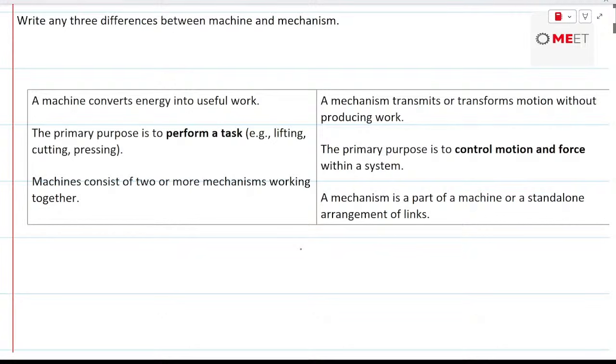Okay, so if we try to draw an analogy, a human body consists of various systems, that is, the nervous system, cardiac system, pulmonary system, digestive system. All these systems together can be compared to mechanisms, and the human body, which consists of all these systems, can be treated as a machine.